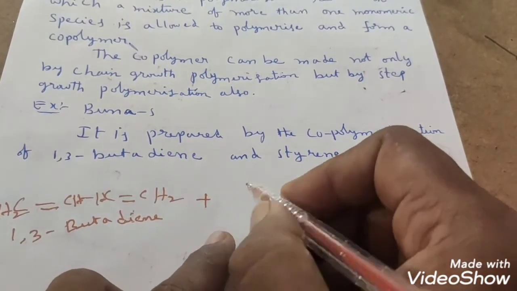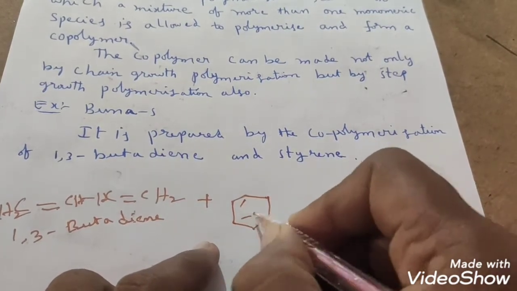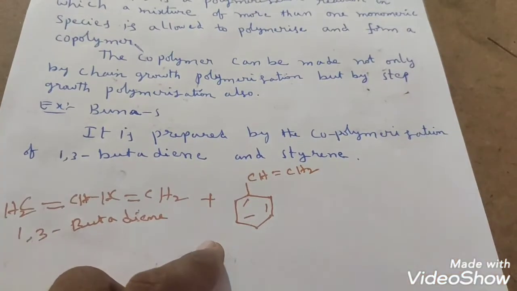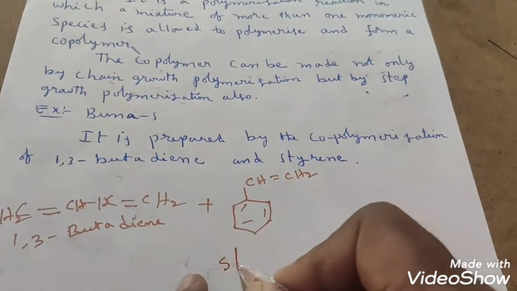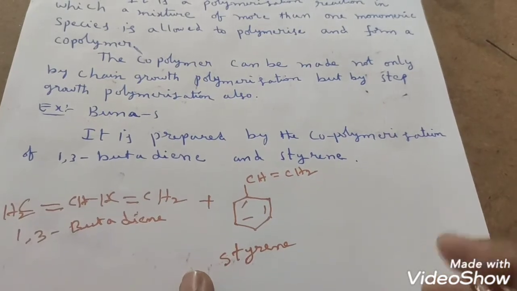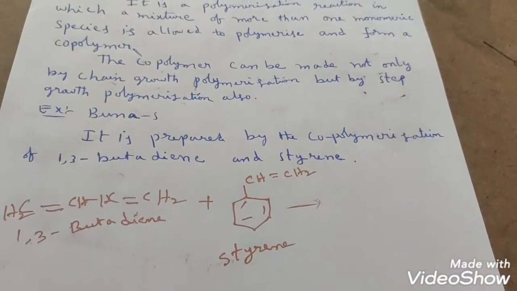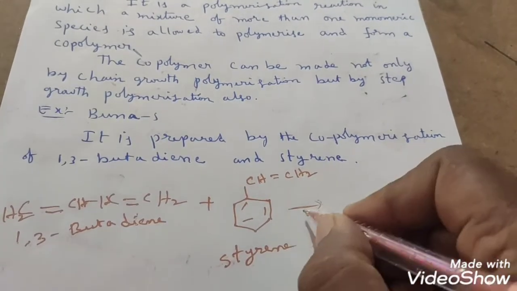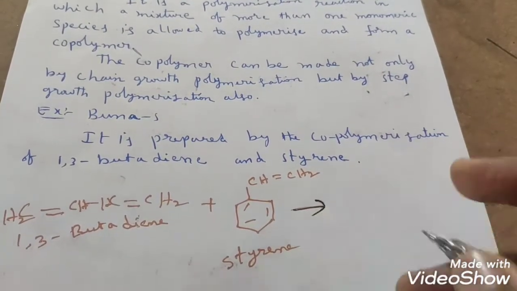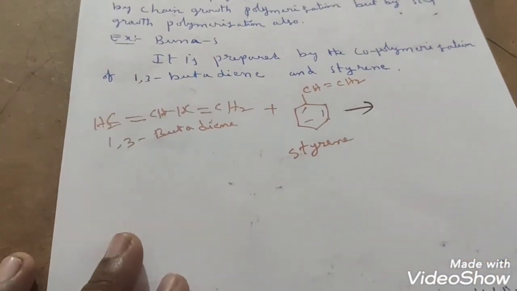The styrene formula is the same as it is. Take a benzene ring. On the benzene ring, if a vinyl group is present, that is a CH double bond CH2 group, then you will get styrene, students. This is the styrene molecule. Then on polymerization of this, what is the main product you will get? We will see that. How will it polymerize?